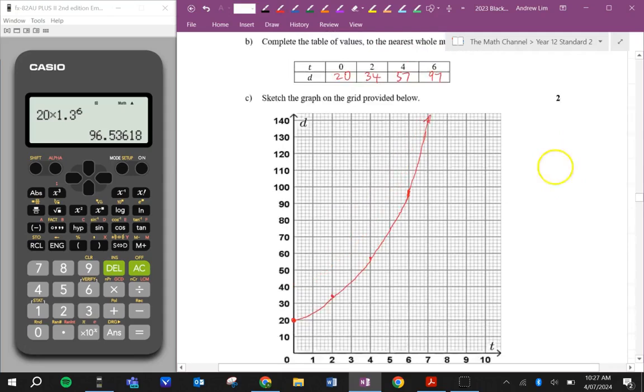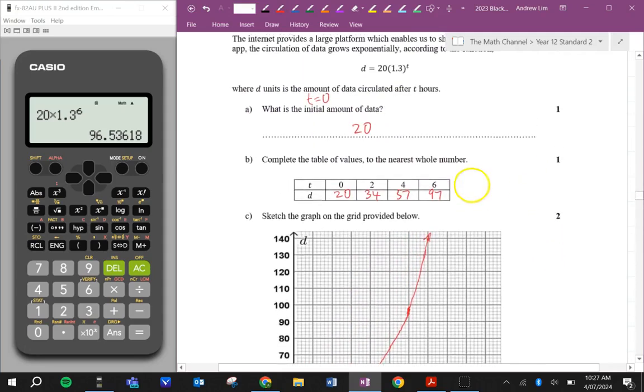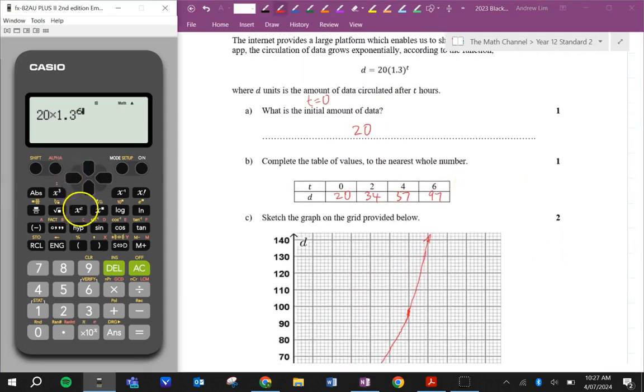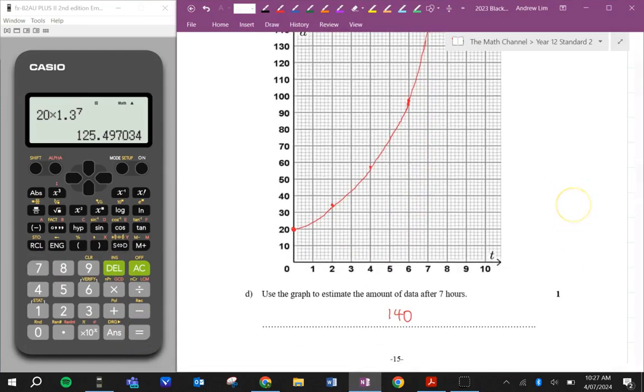Now if I wanted to double check, I would probably put 7 into this. I just want to see 125. But according to my graph, it's 140, so I'm just using my graph. So that should be fine.